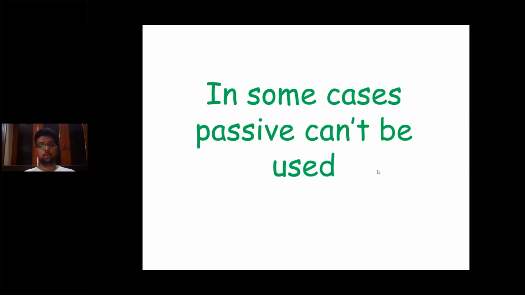Now, let's come to another ambiguity of the passive voice. There are certain cases where the passive voice cannot be used. The passive voice cannot be used in some cases. What are those cases? Let's see.